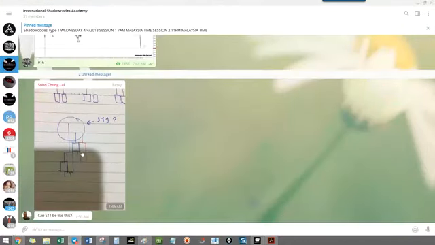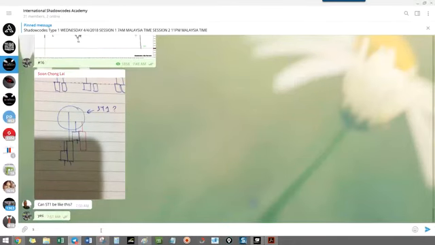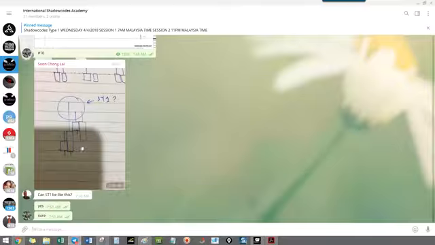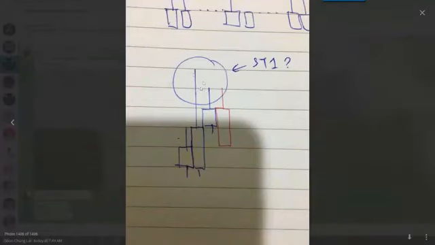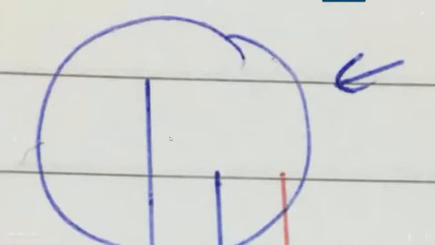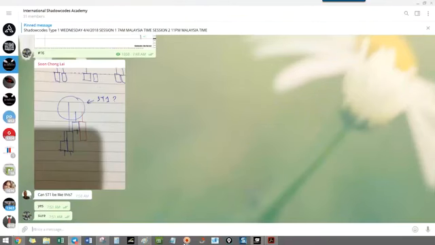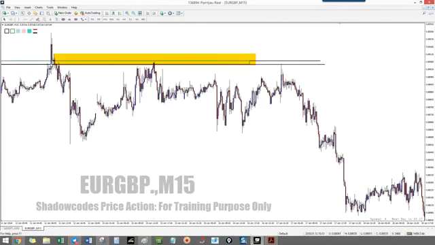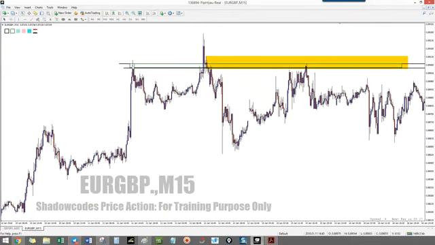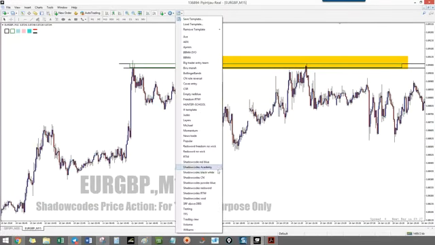Can ST1 be like this? Yes, sure, as long as you have two shadows of different height side by side. It must be side by side and of different height. Like this one, that one. Okay, let's clear things up.